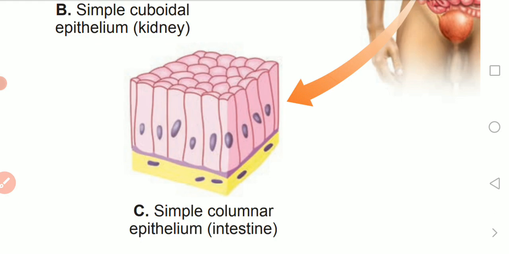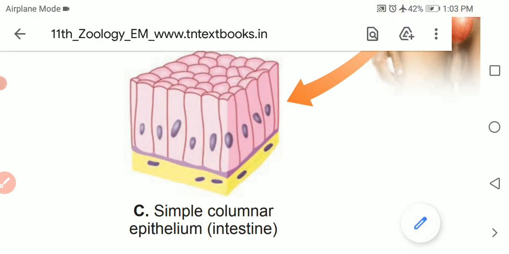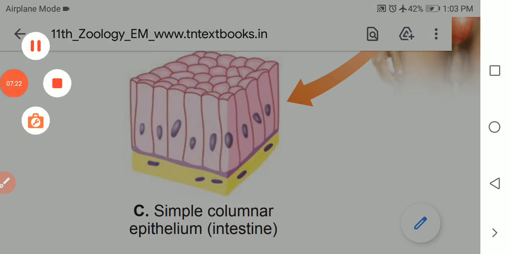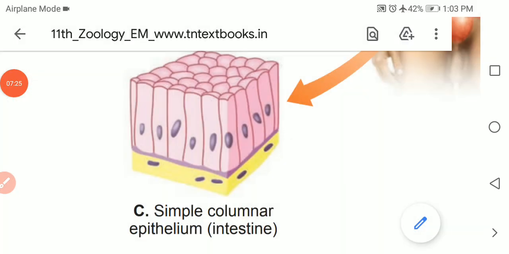This is the structure of the columnar cells. You can find tall cells with a round and oval body. At the base of these tall cells you can find oval nuclei. These are the nuclei, and at the base they also have nuclei. So these are all called the nuclear structure.